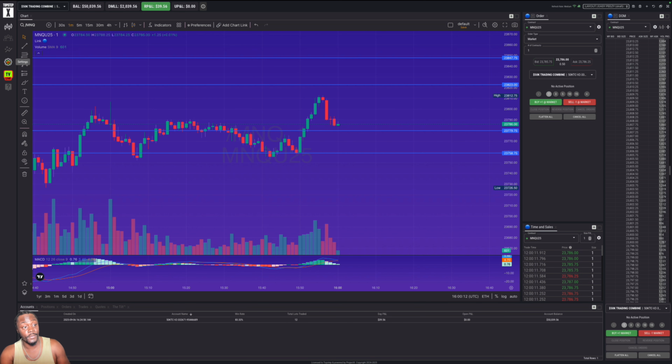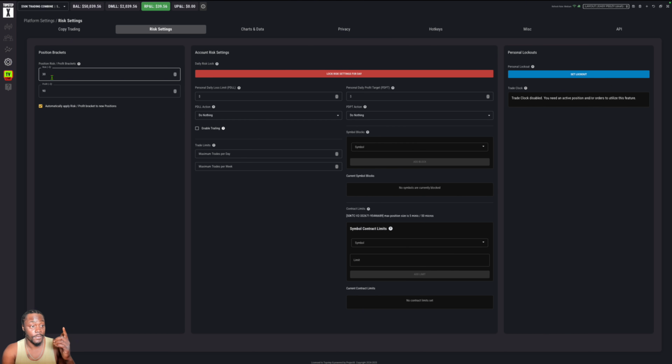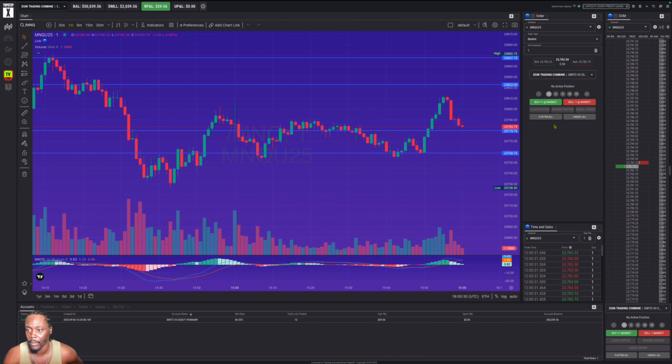You're going to go over here to this screw, hit settings, go to position risk / profit brackets, and you want to set what you're willing to risk and how much you're trying to make. I don't know if you guys know or not about the 1 to 3 reward ratio. Let me show you guys about ratios, risk to reward ratios.